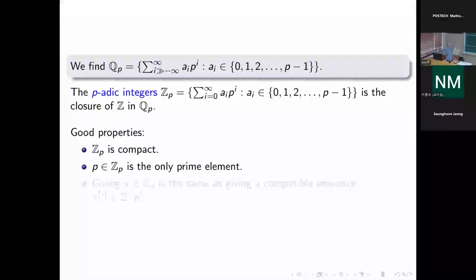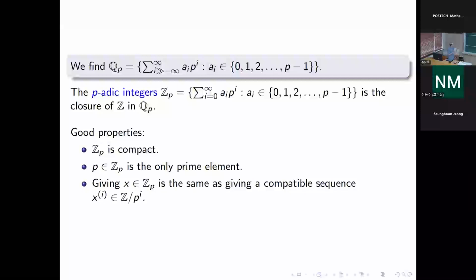p is the only prime element. In Z, we have infinitely many primes to worry about. One reason why p-adic numbers were invented and are used is because we can narrow down on one particular prime. One reason why Q and Z are so complicated in number theory is because we have all these different prime numbers to worry about.